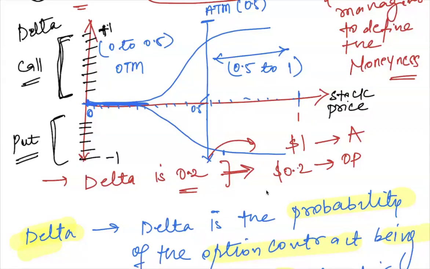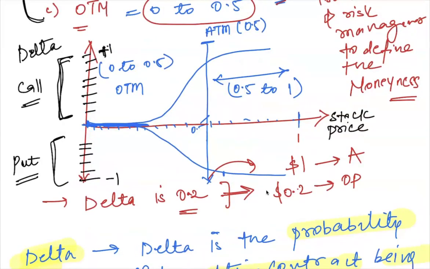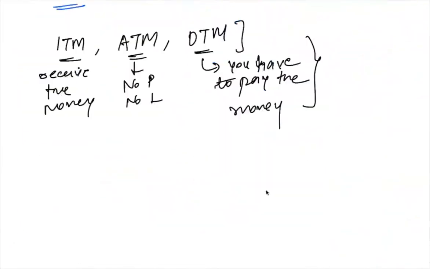Initially I plotted in the x-axis, let's put it in the y-axis. So from 0 to 1 is this, and this is 0 to -1 delta. We are going from 0 to +1 here, and similarly here we are going from 0 to -1. So what we can say for the put option.